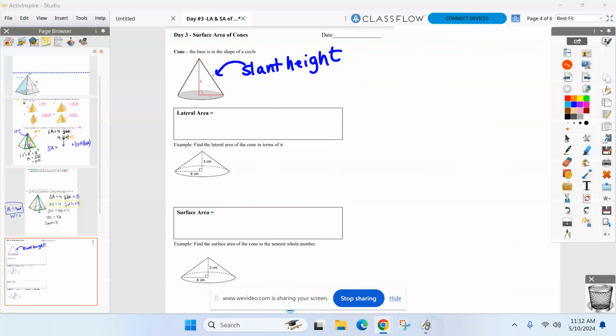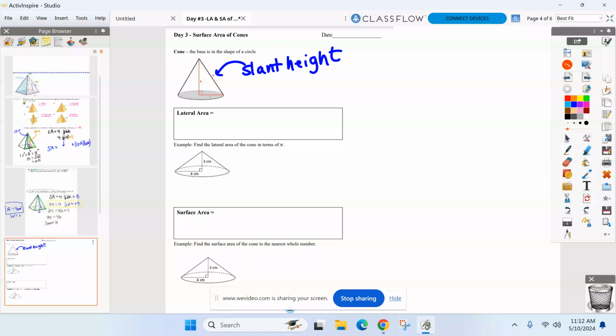Pop off the base of a cone, still got a cone. Right? If I popped off the base of prisms, I'd have rectangles. Yesterday, for a pyramid, when I popped off the base, what was I left with? Triangles. Thank you. We're left with triangles, so I could find the area of those. I can't find the area of a cone after I pop off the base.